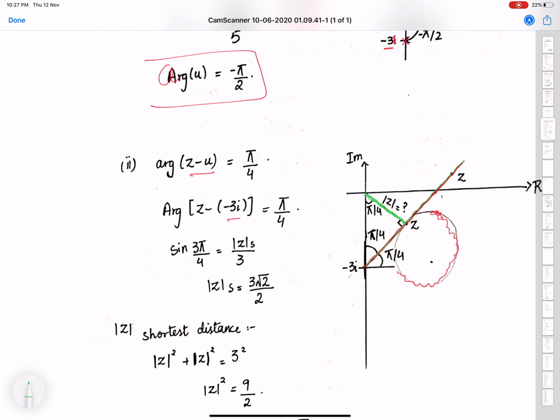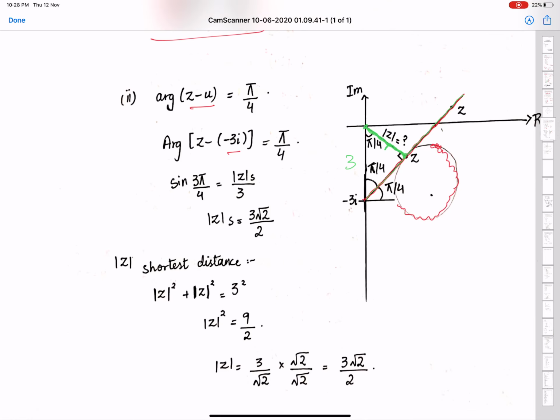If you drop this perpendicular from origin to this line, then z will be here, and you need this distance. For that, you just need to consider this triangle. This is the isosceles triangle with this length 3. So by using Pythagoras, you can easily get this distance. It is a right angle isosceles triangle. So this is the answer.